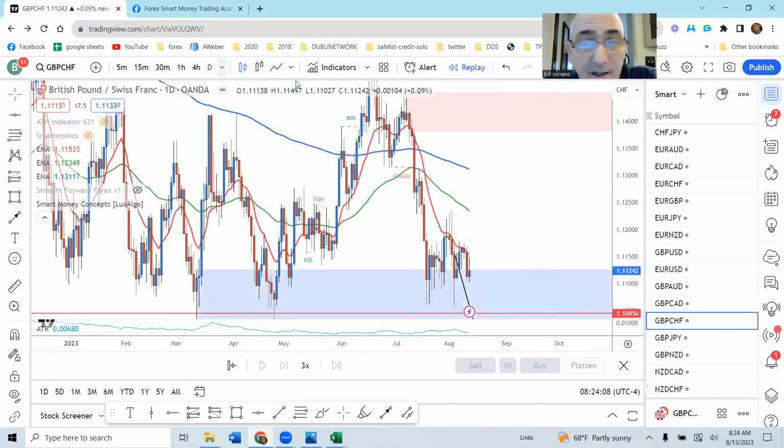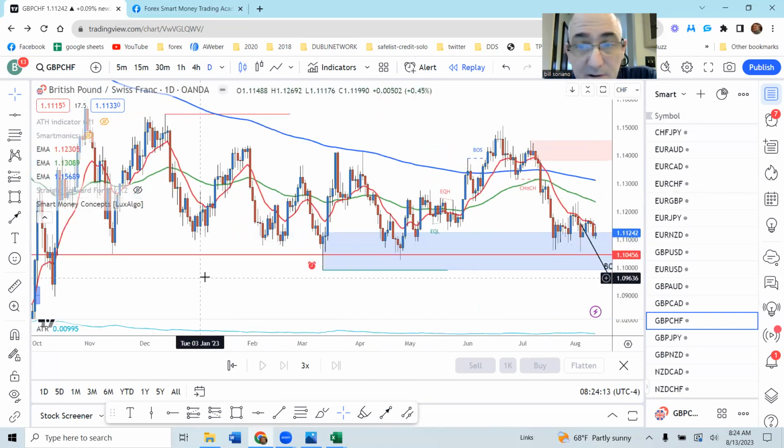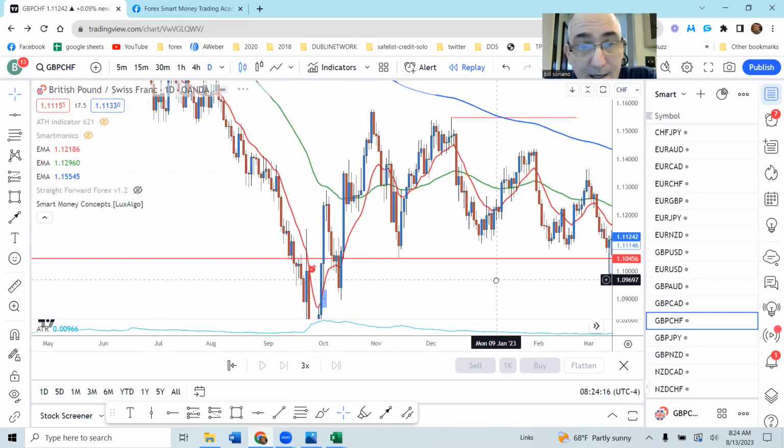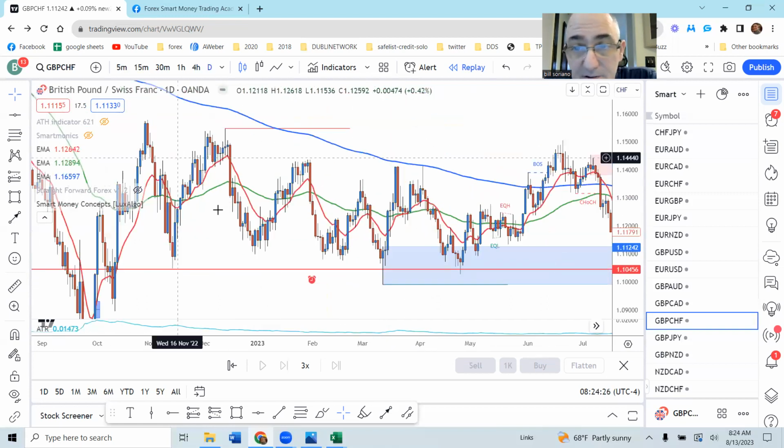USD CHF on the daily. See a big consolidation here, going all the way back here. You had bearish order flow. That order flow kind of turned bullish, right? And then it just consolidated, man.